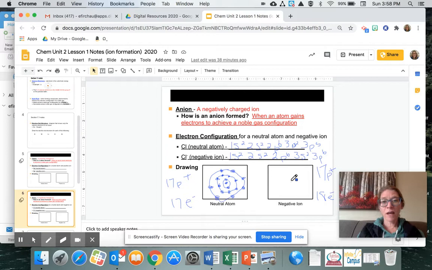So again, we're going to draw our structure. Here's 2 electrons on that first energy level. Here is our second energy level. We'll just make that into an electron. Here's 2, 3, 4, 5.